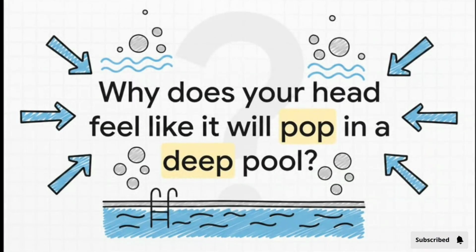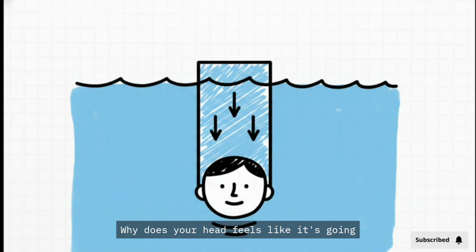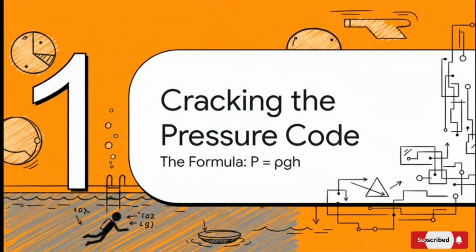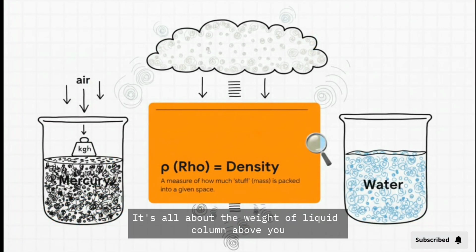In lecture 1, we defined pressure. Today we go under the surface. Why does your head feel like it's going to pop at the bottom of the pool? It's all about the weight of the liquid column.